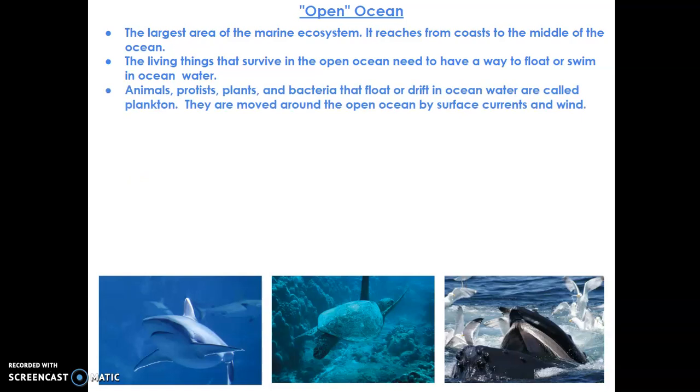The next bullet point reads animals, protists, plants, and bacteria that float or drift in ocean water are called plankton. So that's that second bullet point down for your notes. They are moved around the open ocean by surface currents and wind. So those two have a lot of blank spaces. If you need to pause the video to fill those in, now would be a great pausing point.